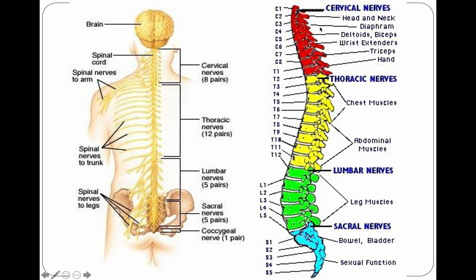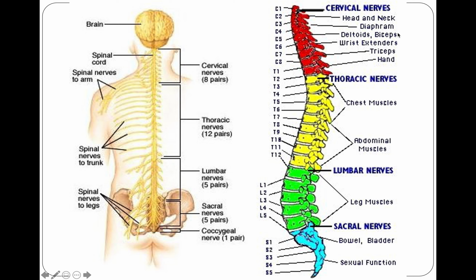Now, as you can see, there's a natural S curve to your cervical nerves, to your cervical vertebra. What happens with whiplash is that this vertebral column gets straightened out, and that's not the way it's supposed to be. It's supposed to have a natural curve in it. If it doesn't have that curve in it, now you've got a problem. You can have a problem with any of these things. It can potentially cause a breathing problem.